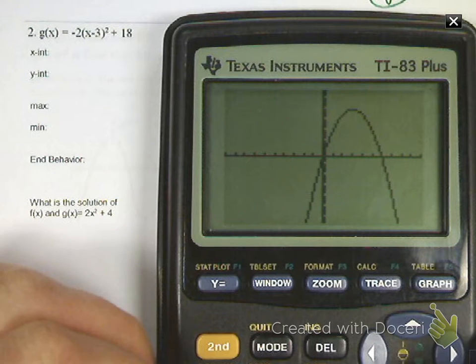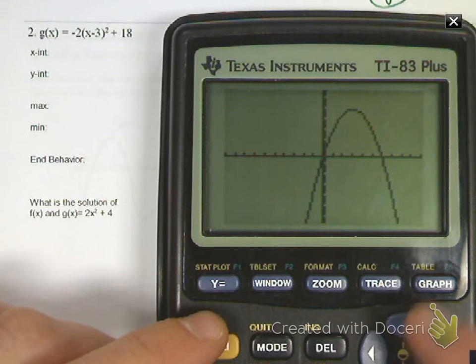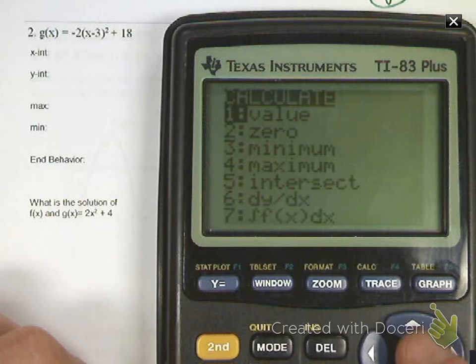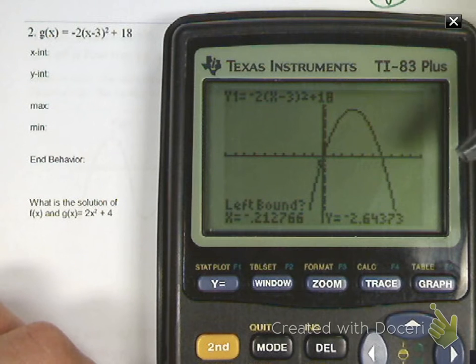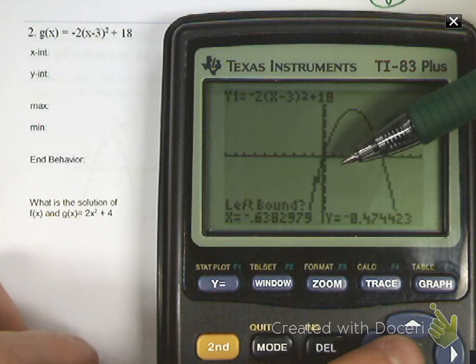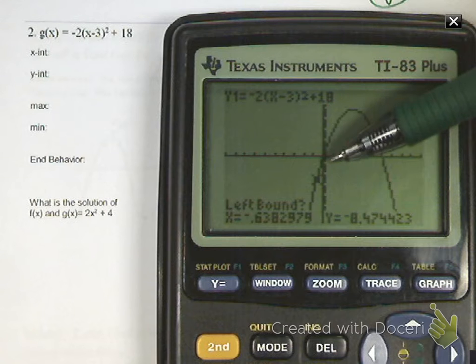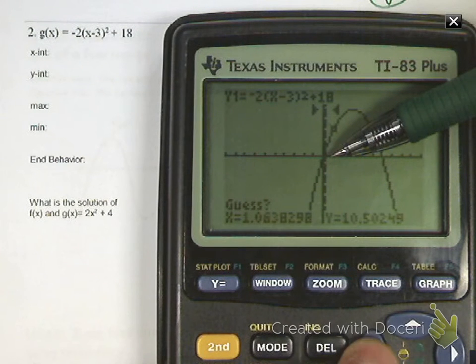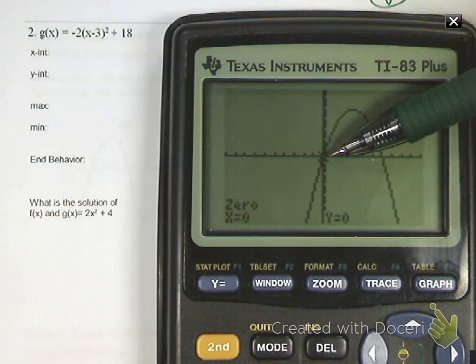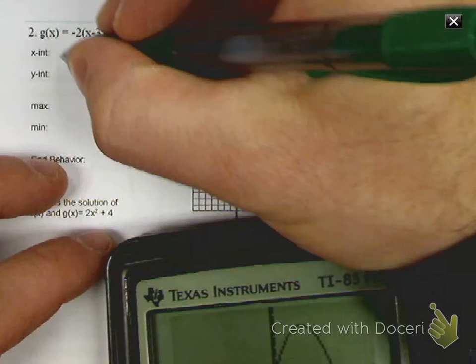So I'm going to press second calc, 0, and I see 2 x-intercepts. I see 1, 2. So I'm going to move to the left of this x-intercept right here. Press enter. I'm going to move to the right and press enter. Now I'm going to go back to the very middle, right on the x-axis, and press enter. Okay, once I do that, it gives me 0, 0. So the first x-intercept is 0, 0.